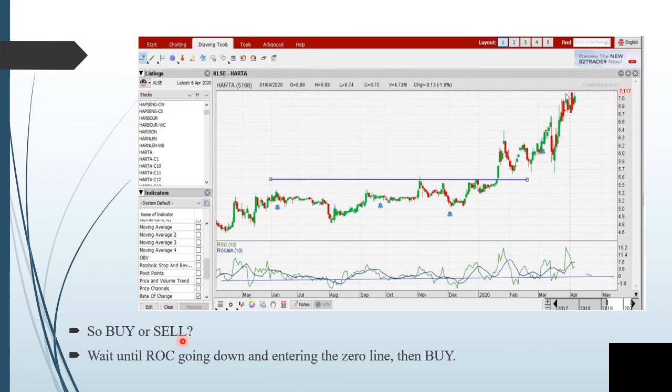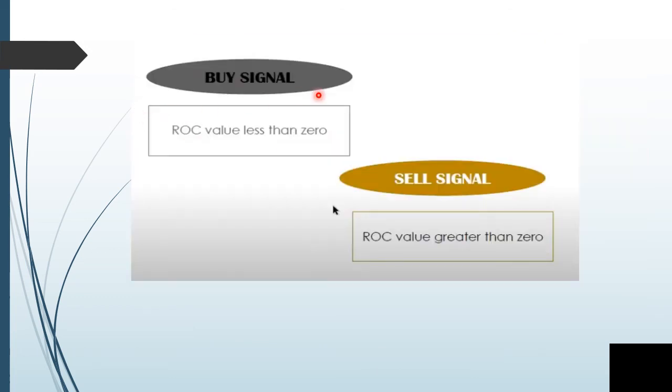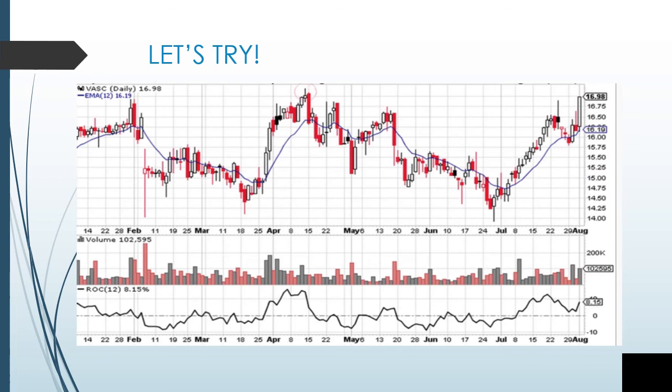So buy or sell. Okay. Wait until ROC going down and entering the zero line and then buy. Okay. Itu dia punya indicator dia. Okay, so buy signal ROC value less than 0 while sell signal is ROC value greater than 0. Okay, let's try. Ini you boleh tengok, you boleh try pemahaman you lah.